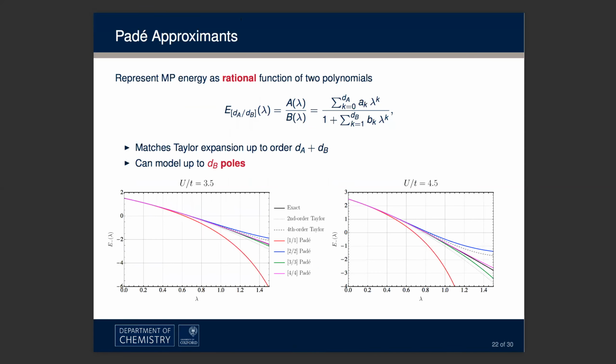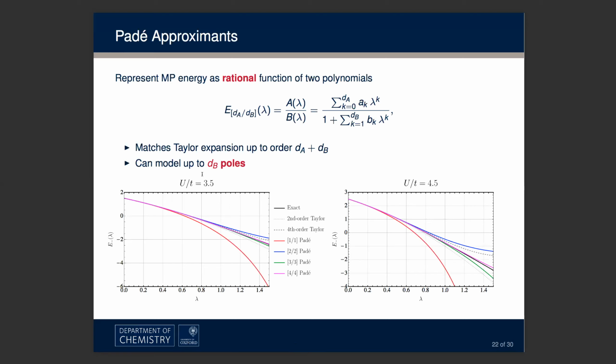So in the Padé approximant, what we choose to do is say, well, our Taylor series was a pretty rubbish model for our exact MP energy surface. So instead, we might consider building a function as a rational of two polynomials. And here we have two parameters, dA and dB, and these control the order of the expansion on the numerator and the denominator. So this Padé approximant will match our Taylor series expansion up to the sum of these two orders. And we can also model up to dB poles in our function. And this is the great advantage of using a Padé.